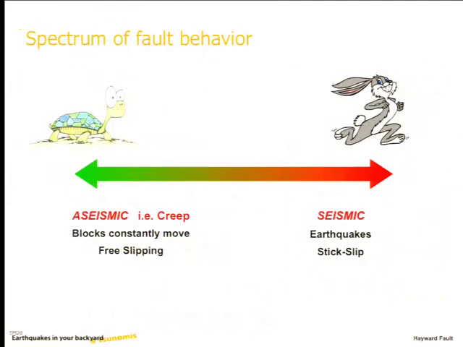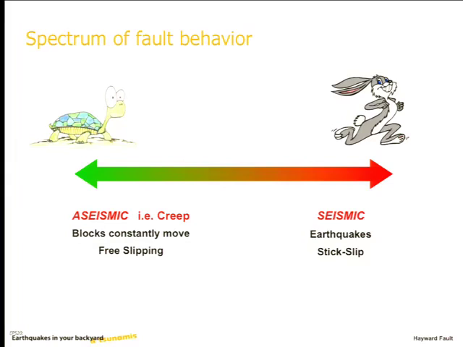Okay, so we have these two types of behavior, the creeping behavior and then the locked faults. So the creeping behavior is aseismic, meaning if a fault is 100% creeping, then there are no earthquakes. That's why we say it's aseismic, whereas a locked fault is 100% seismic, as in all of the deformation is accommodated by earthquakes. Okay? So aseismic, creeping faults, the blocks are constantly moving, and so there's this free sliding of the two blocks next to one another, whereas a seismic section is where we have earthquakes and what we call stick-slip behavior. Right?